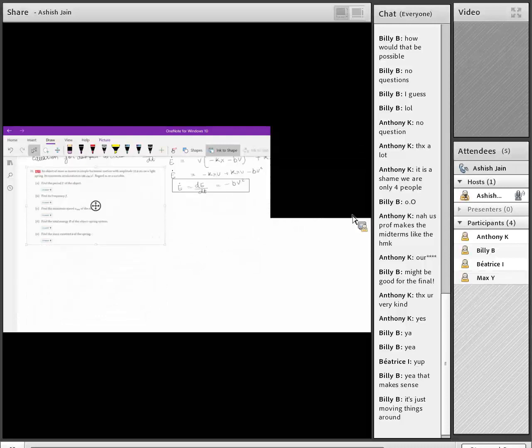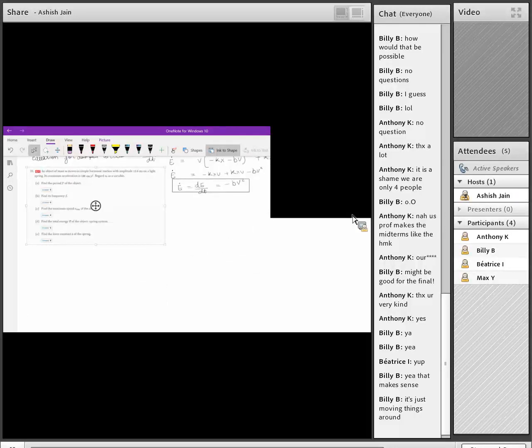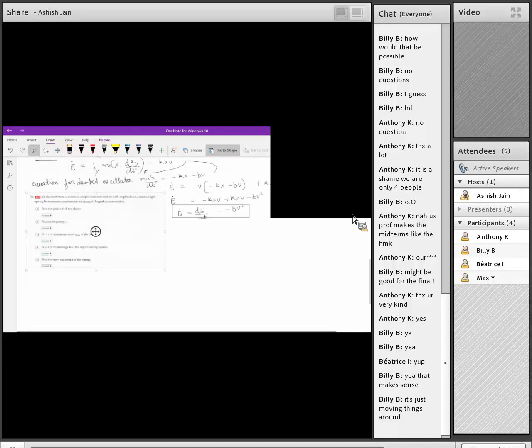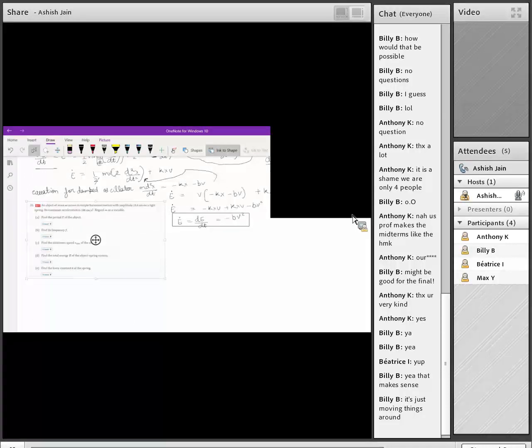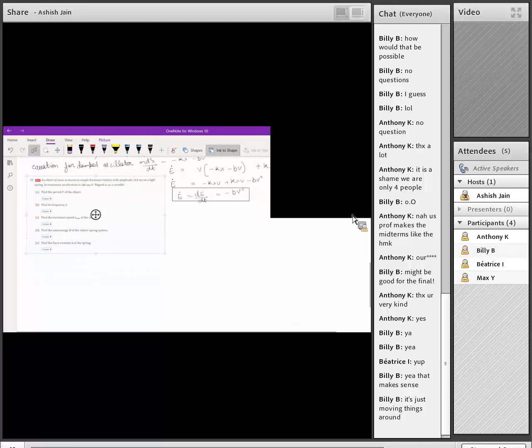Okay. So moving on to the last question. This is the seventh question. I think that's the last one. An object of mass m moves in a simple harmonic oscillation with amplitude 12 on a light spring. Its maximum acceleration is given. Regard m as a variable, so mass is given as a variable. We can just take it as m in kilograms. Find the period of the object.